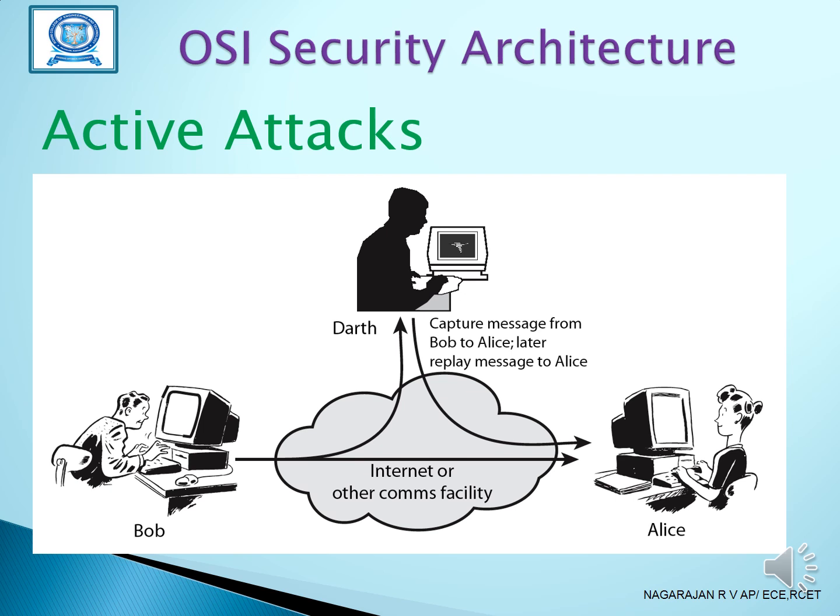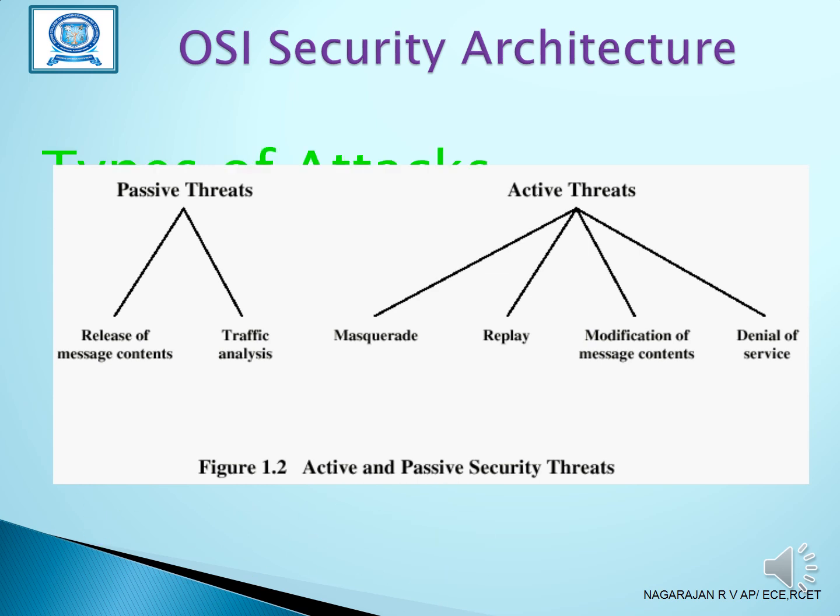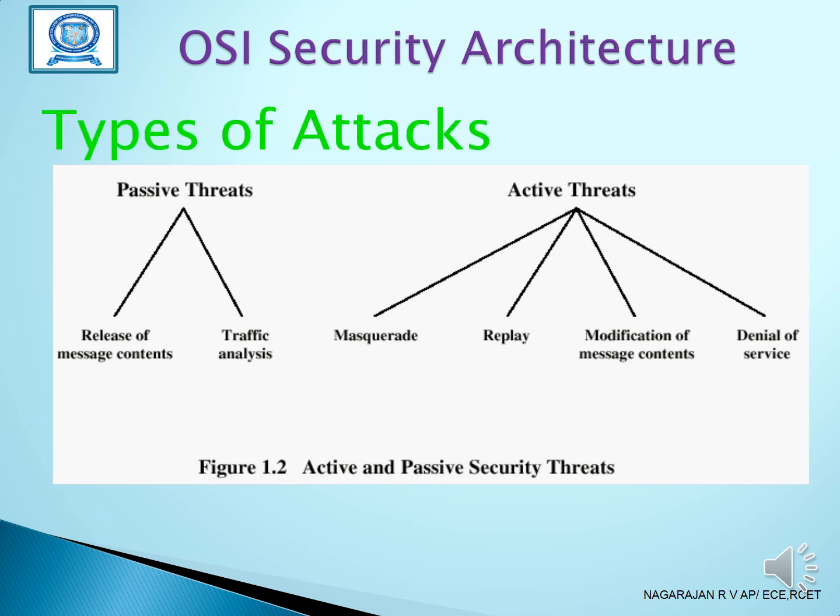The next one is active attacks. Let us see examples of active attacks. Here Bob sent a message to Alice, and Darth is a hacker. He knows what Bob sent, and he also alters the message of Bob. So Darth captures the message from Bob to Alice, and then later replies with a message to Alice. So in these types of attacks we have two types of threats in the network: passive threats and active threats. Passive threats involve release of message content and traffic analysis, and active threats depend upon masquerade, replay, and modification of message contents.